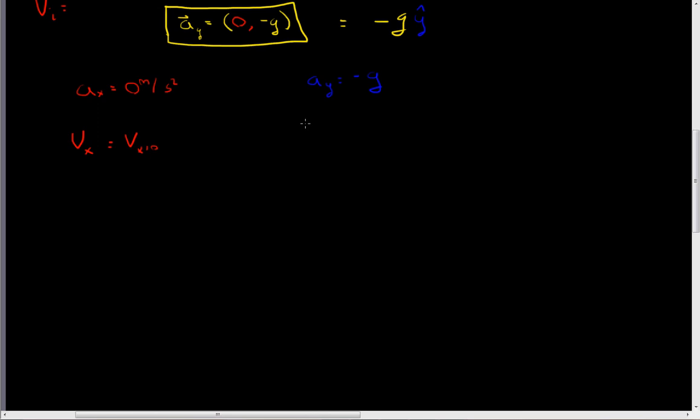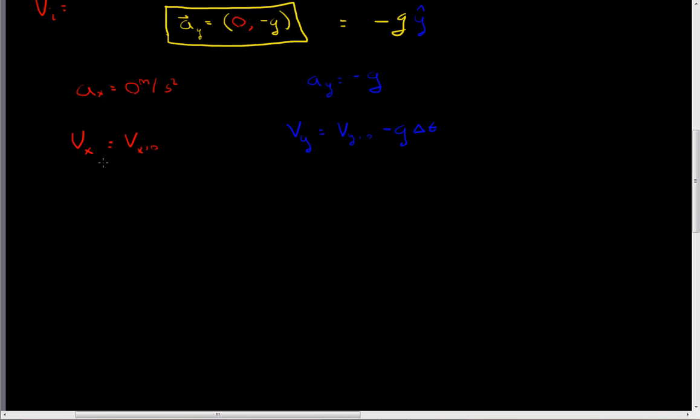And we can safely assume that when we integrate this upwards to the velocity component in the y direction, we're going to get our initial velocity in the y direction minus g times the change in time, remembering we're integrating all this with respect to t.